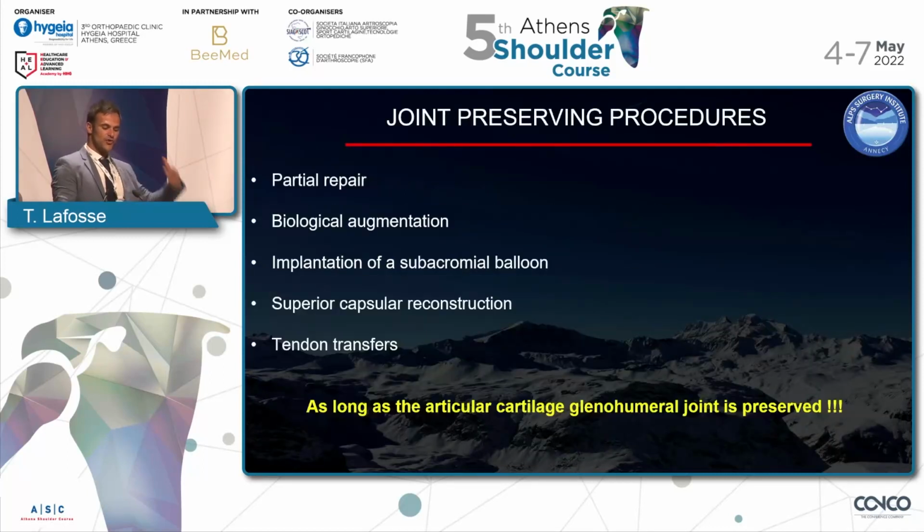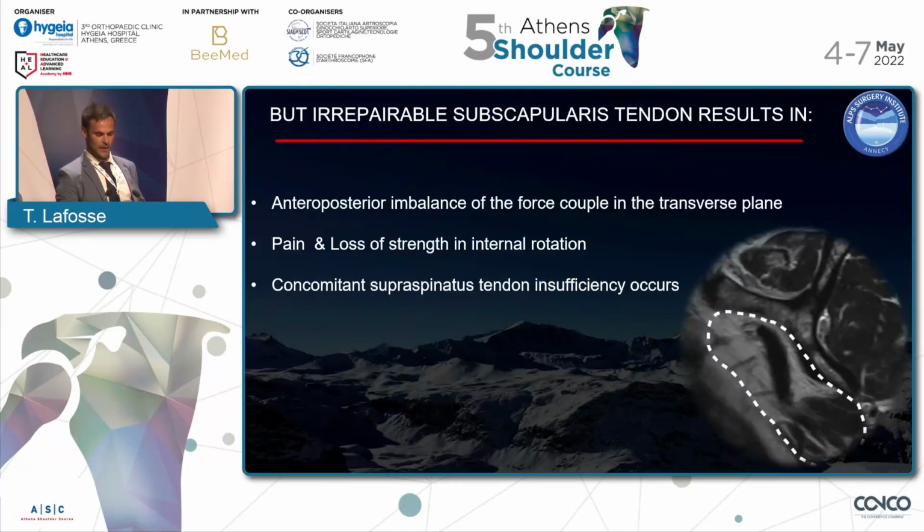A lot of joint preserving procedures are described in a situation of a non-repairable cuff tear: partial repair, biological augmentation, implantation of a subacromial balloon or any other biological or non-biological implant, superior capsular reconstructions and tendon transfers. But of course, this is debatable as long as the articular cartilage of the glenohumeral joint is preserved. Otherwise, we need to talk about reverse shoulder arthroplasties.